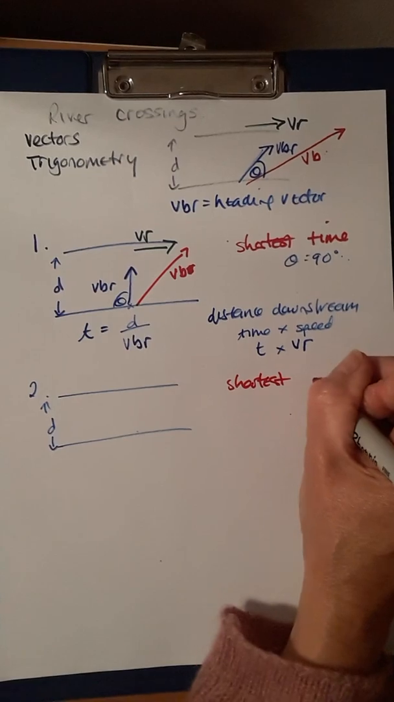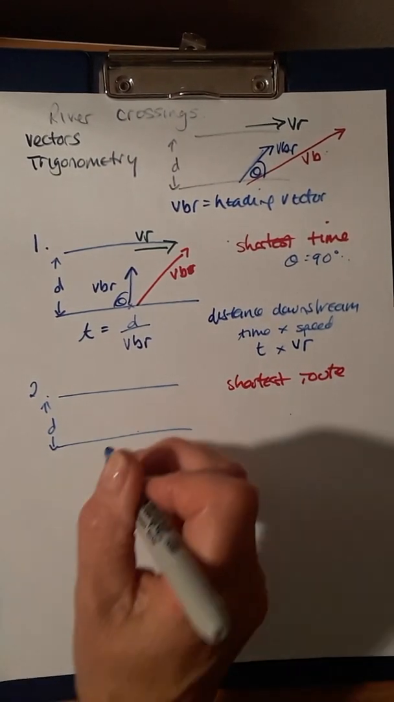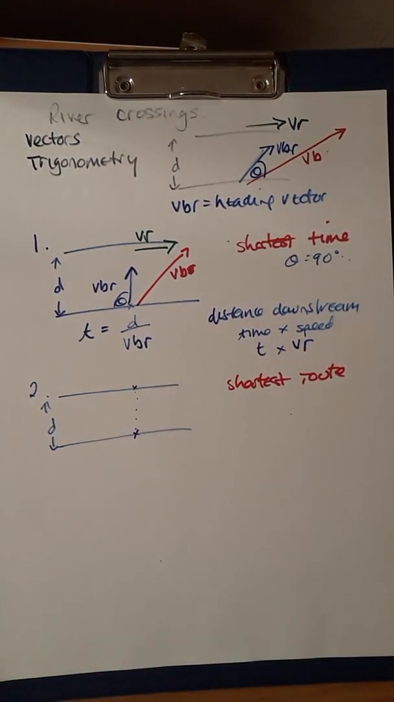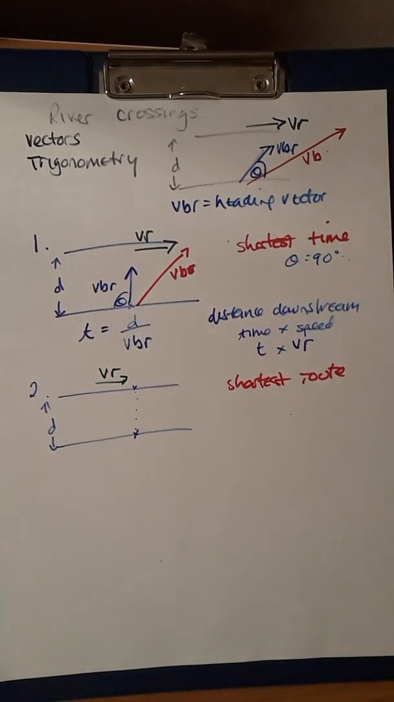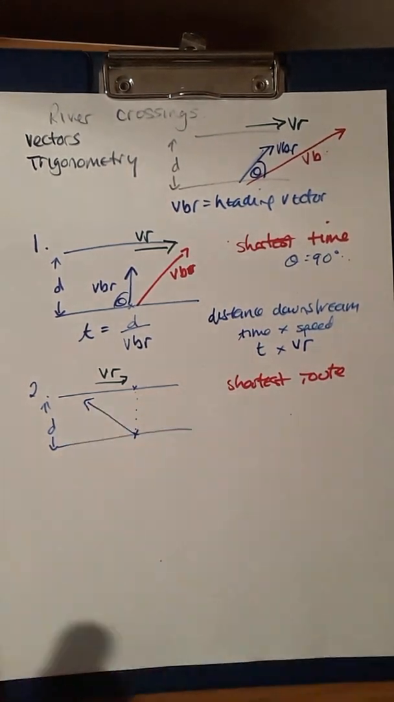The shortest route. The shortest route means if I'm here, I want to go straight across. I just want to cross that river. I want to get there. I don't want to head upstream or downstream. I have to collect someone on that side, so that's where I've got to be. The river current, of course, is pushing downstream. So if I want to cross and get straight across, I've got to head up this direction.